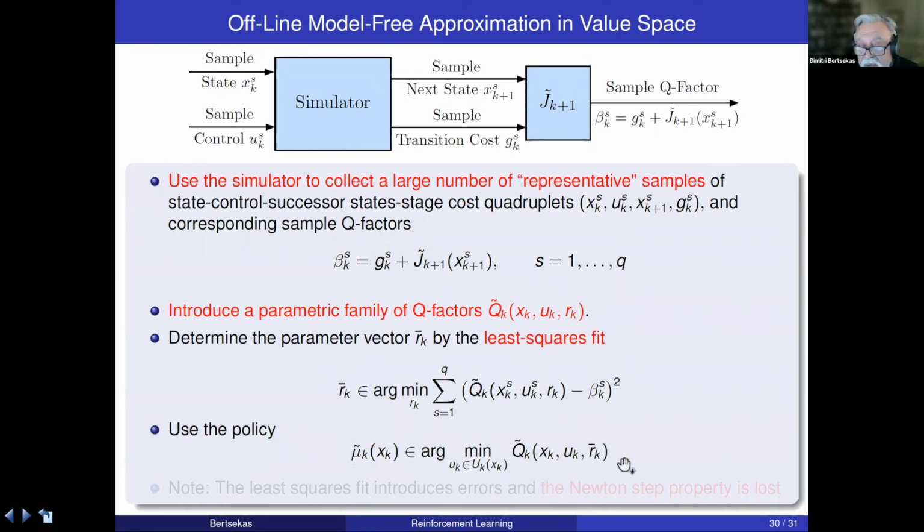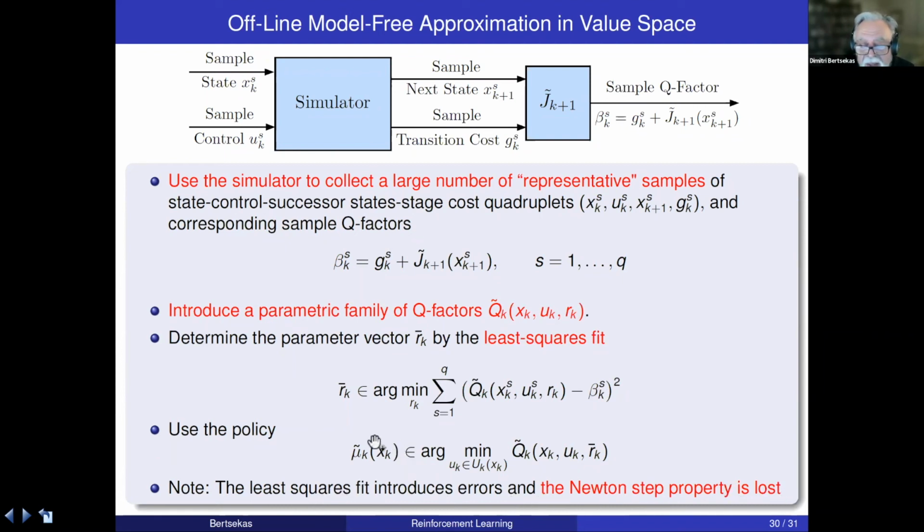However, this is an approximation that is convenient in some ways because this minimization is very fast. Once you have trained offline this Q factor and you have obtained this parametric approximation, then this minimization may not be very difficult. On the other hand, here you don't obtain the one-step look-ahead policy. You obtain an approximation to that, an approximation from some parametric class, from something given by like a neural network. And this least squares fit here introduces error, and the Newton step property is lost.